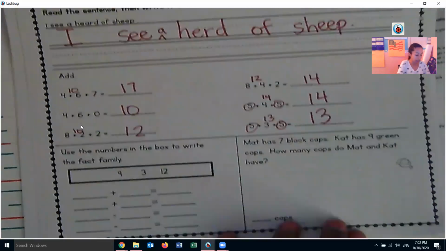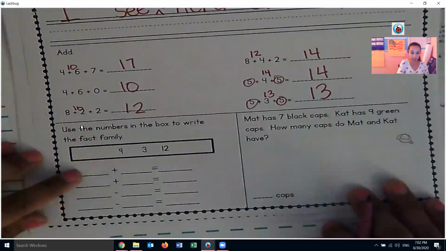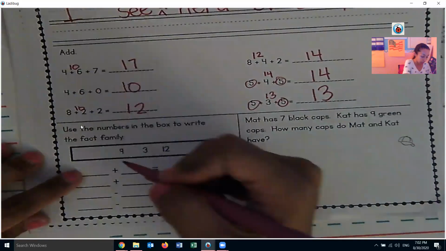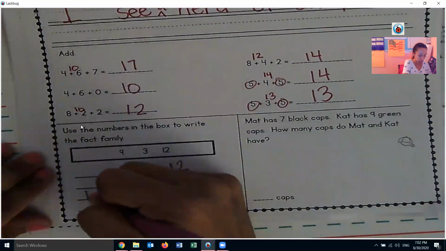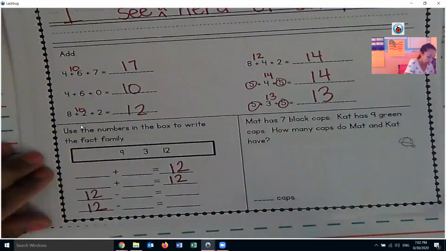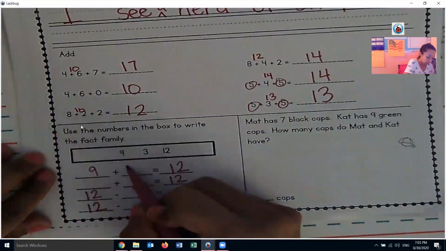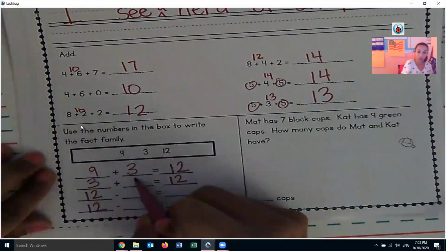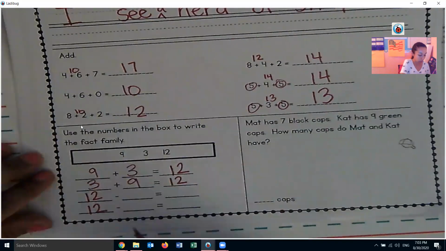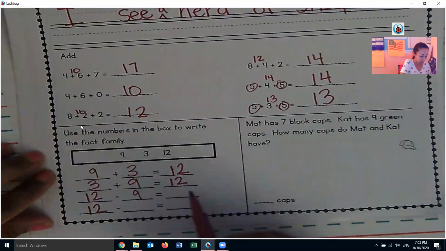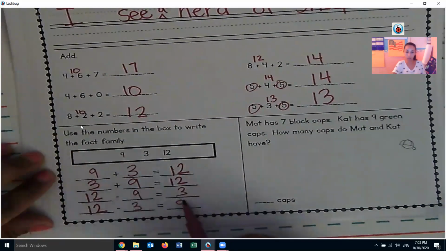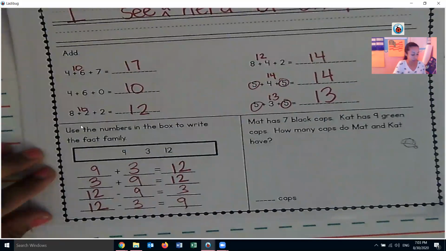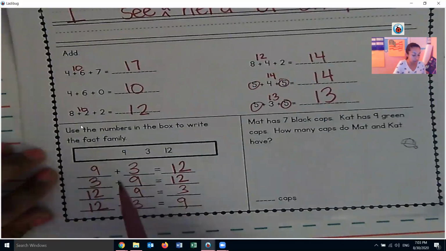Okay, and then we have our fact family, which was yesterday's math lesson. So big number goes last for addition. Big number goes first for subtraction. We're going to go 9 plus 3 is 12. Flip flop. 3 plus 9 is 12. And we're going to go 12 minus 9 is 3. 12 minus 3 is 9. So flip flopping those digits around.